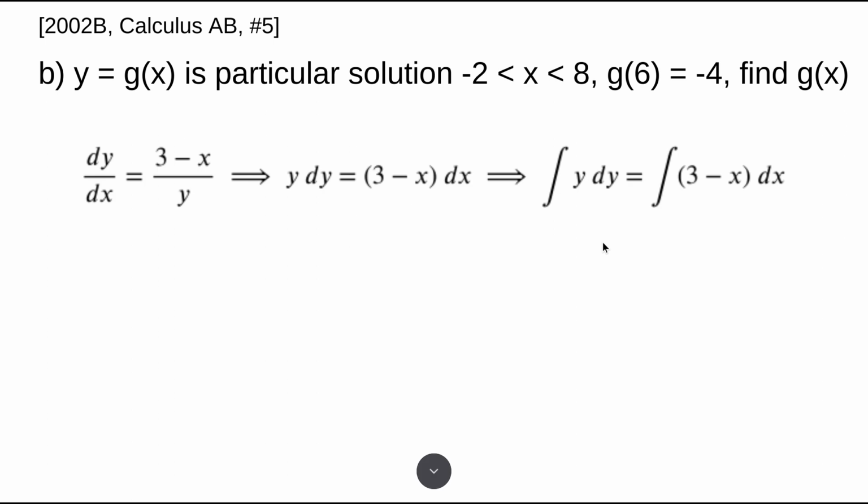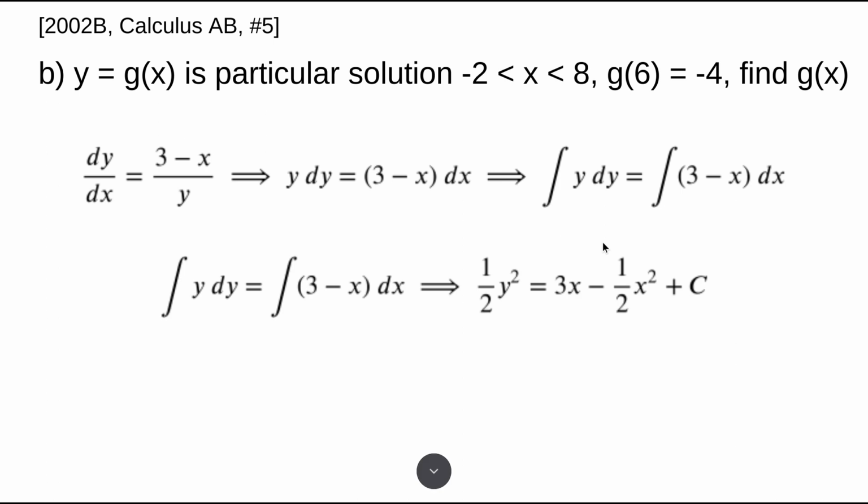So if we're going to use separation of variables, right, we take our differential equation dy dx equals 3 minus x over y, separate, multiply both sides by y, multiply both sides by dx, and then integrate both sides. If we integrate both sides, we get 1/2 y squared equals 3x minus 1/2 x squared plus a constant.